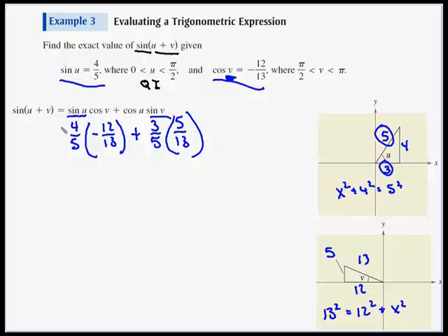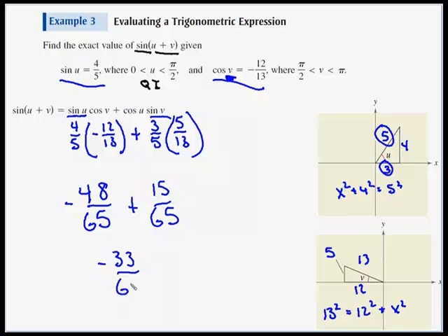Okay, let's multiply straight across. We're going to get negative 48, and 5 times 13 is 65, plus 15/65ths. And we have negative 48 plus 15, which is negative 33/65ths.